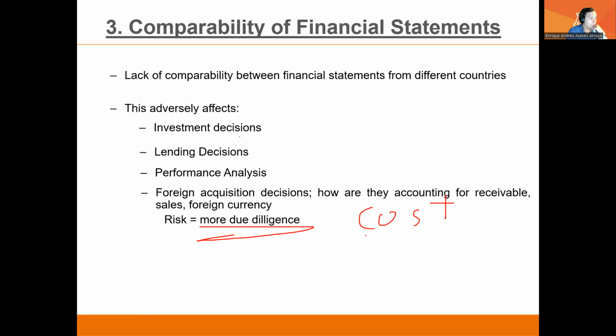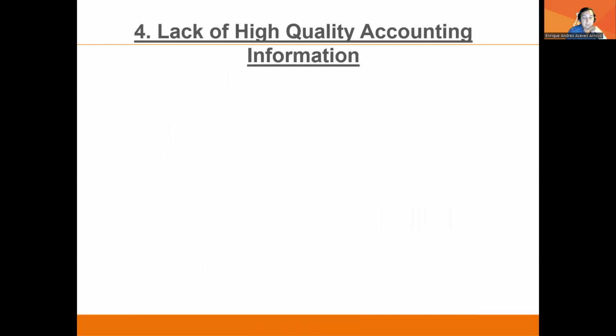And let's go to the fourth component. The fourth component is the lack of high quality accounting information. Now, if you're dealing with a developed country like the US, you might have better, higher quality accounting information than less developed countries.